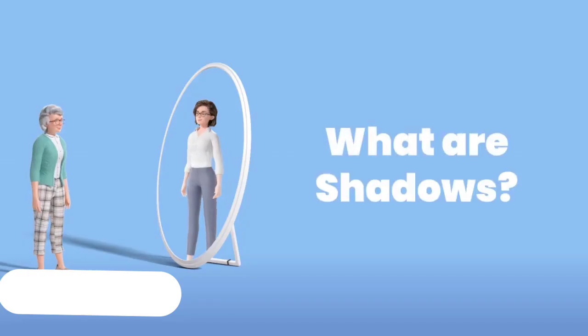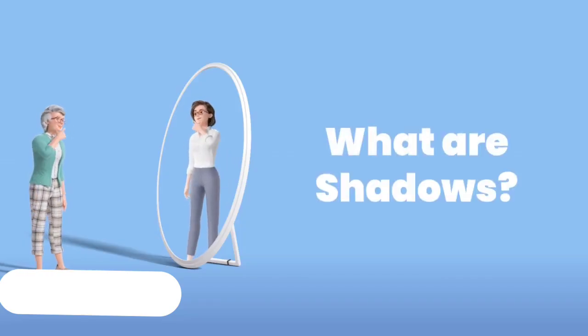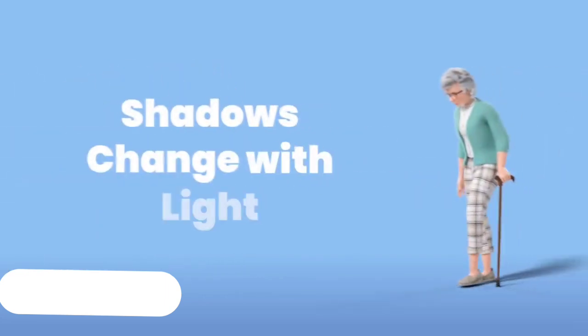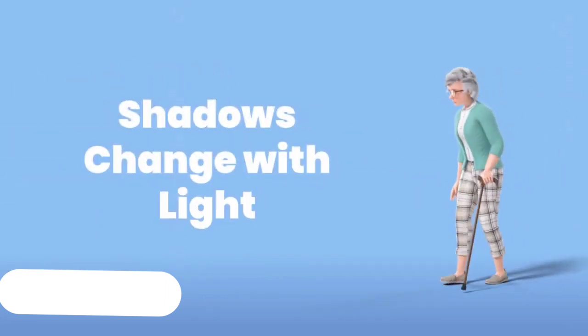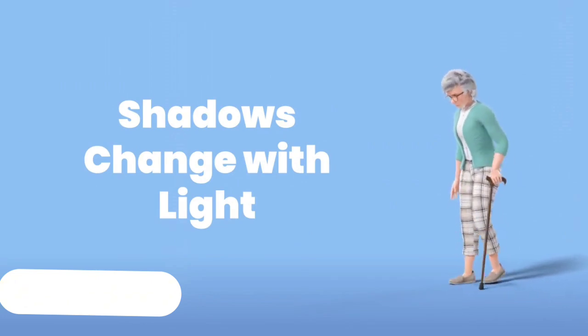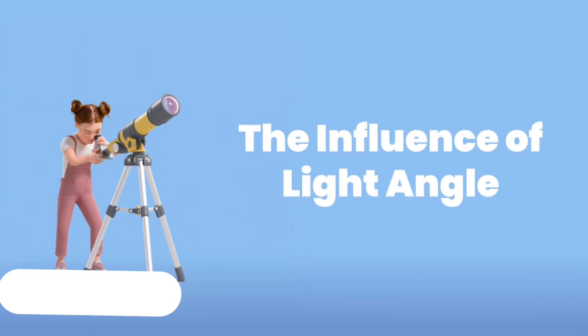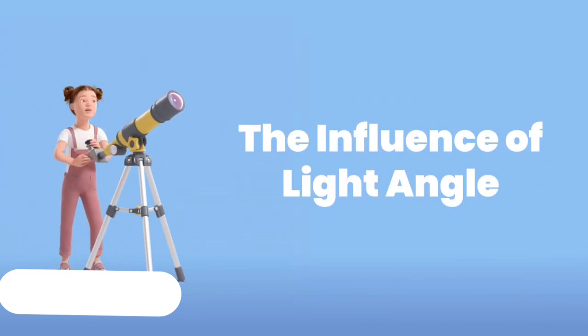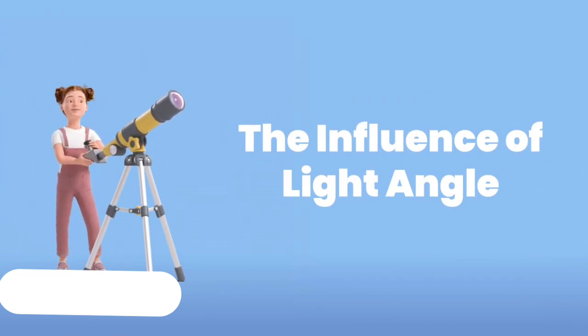A child stands in sunlight and sees a shadow. Shadows are created when an object blocks light from a source. As the sun moves across the sky, the angle of light changes, making the shadow longer in the evening. When the light source is low in the sky, shadows are elongated. When it is high, shadows are shorter.